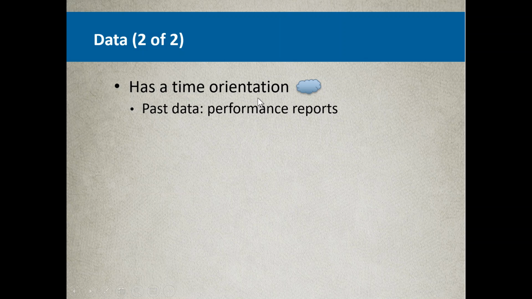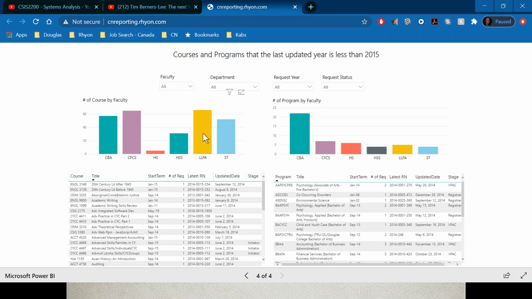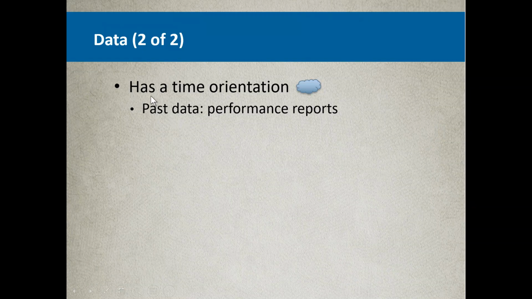Data has a time orientation or a life expectancy. So data needs to be looked at on a regular basis. Past data may not be relevant anymore. Here's a perfect example. With my job, I'm doing data analytics with courses and programs at Douglas College, and there's really good looking data, but the problem is the data was from back in January. At the time of this recording, it was past that time. So the data is too old. So I would emphasize that data is time oriented.